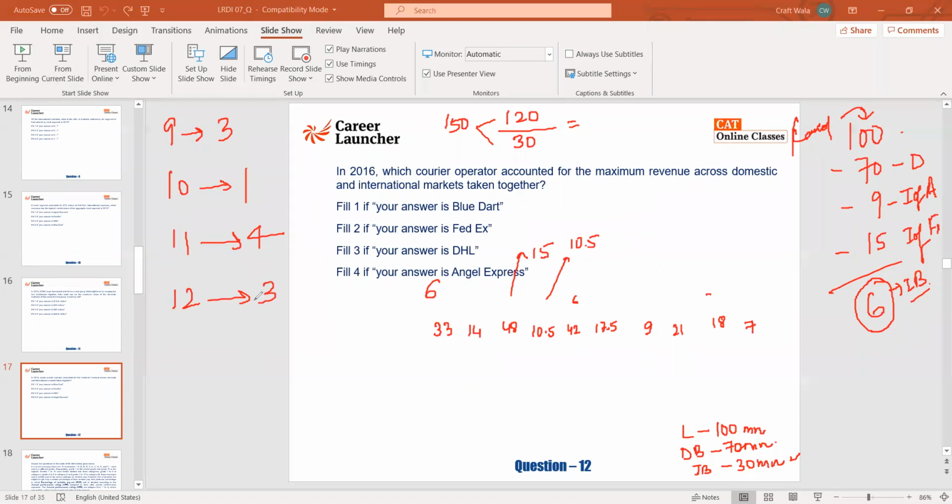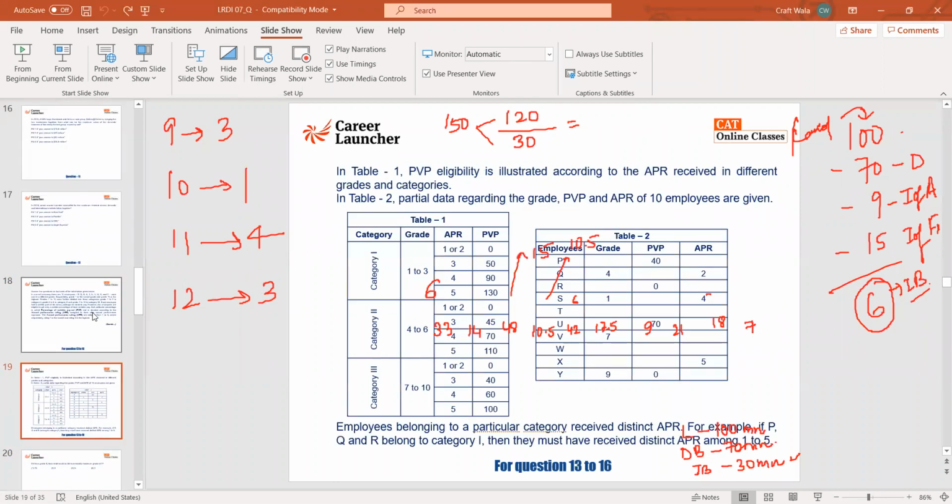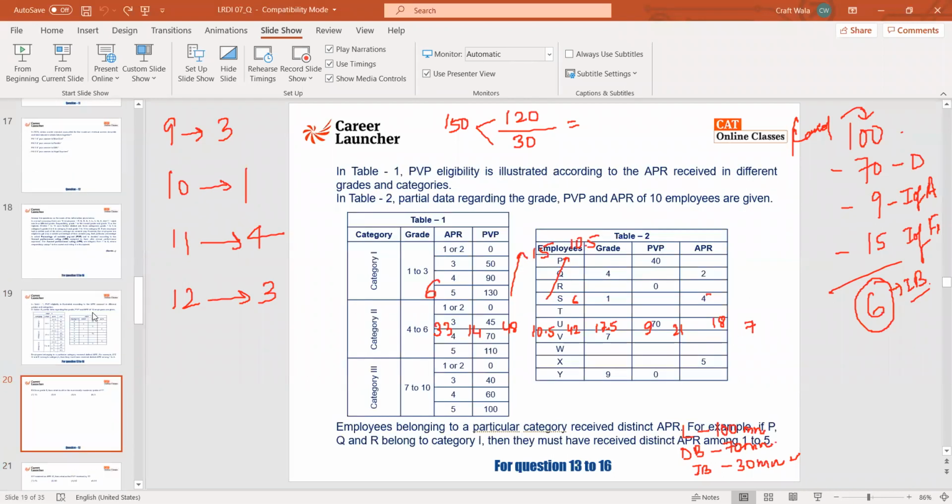Right, so that is how we do this set. After this set, let's try this. Questions 13 to 16.